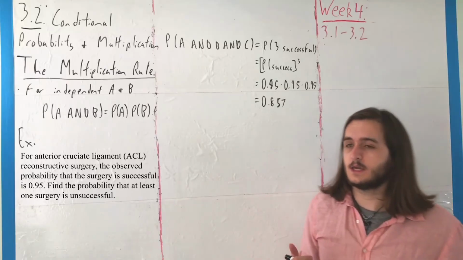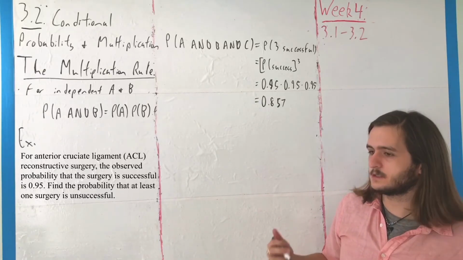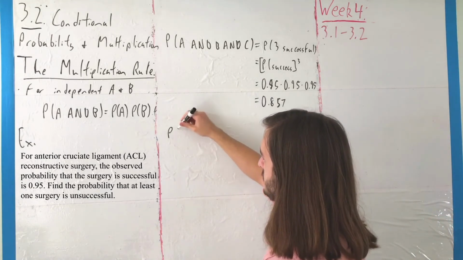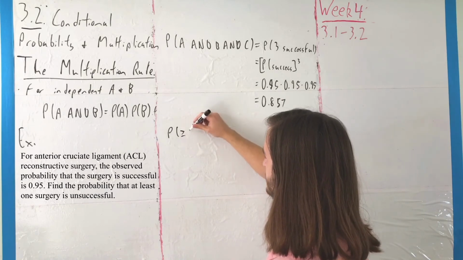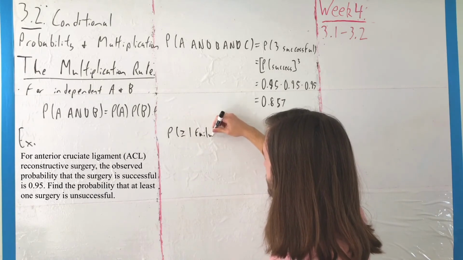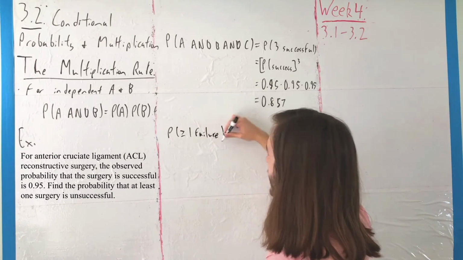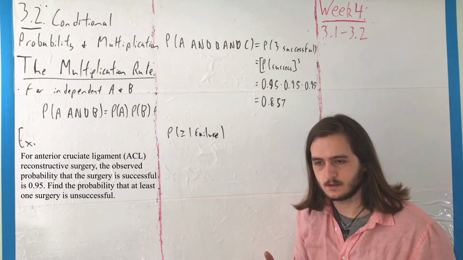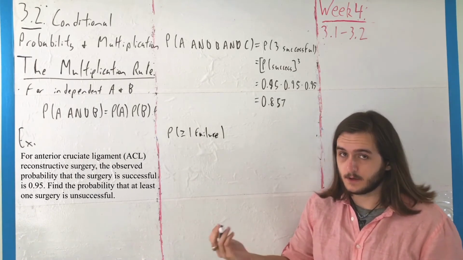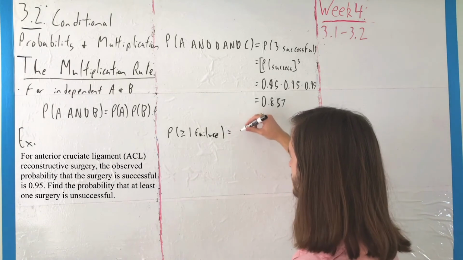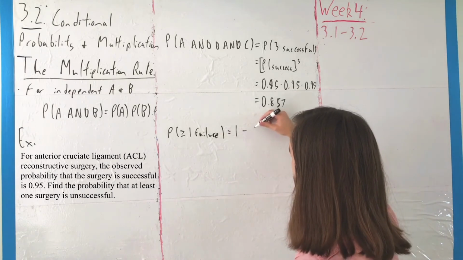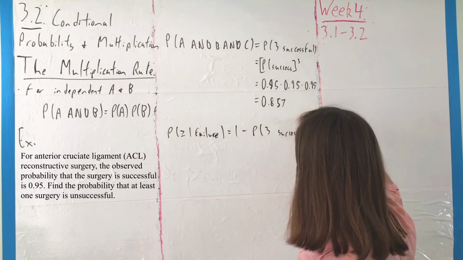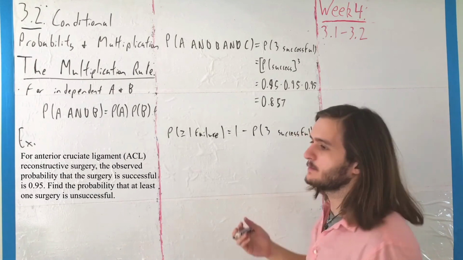Uh-oh. We can understand that that is, in essence, the complement of this. That is, if we want at least one failure, that's the opposite of everything succeeding. That is, it's the opposite of no failures. So we can think of at least one failure as 1 minus the probability of 3 being successful, because 3 successes is the same as none failing.